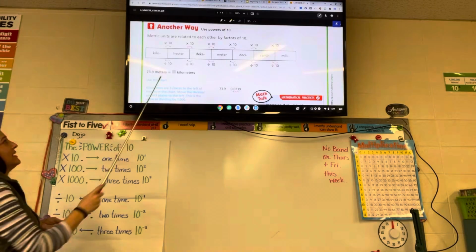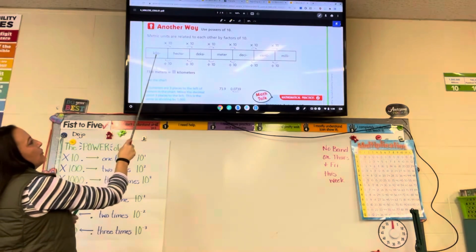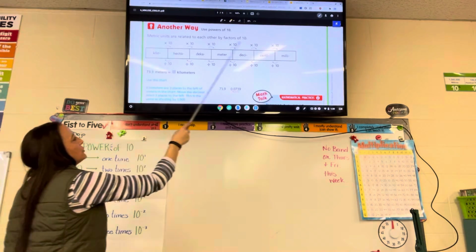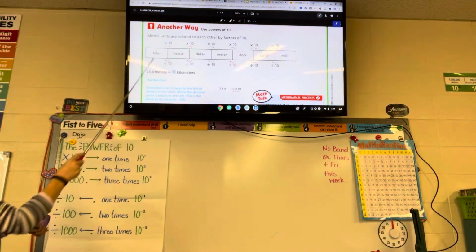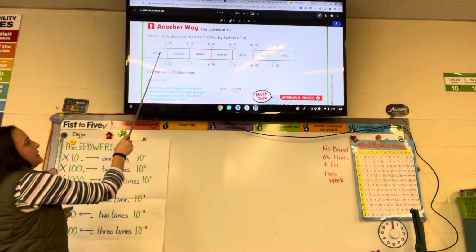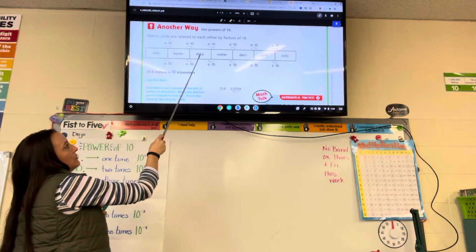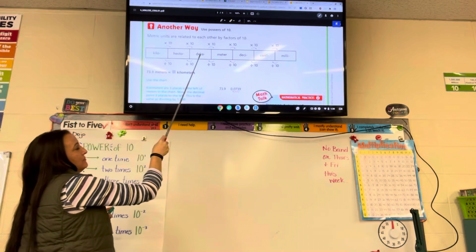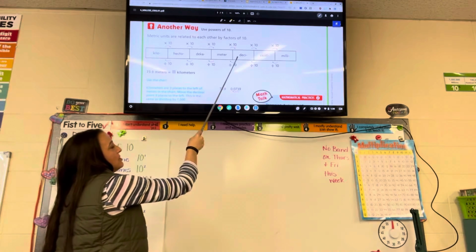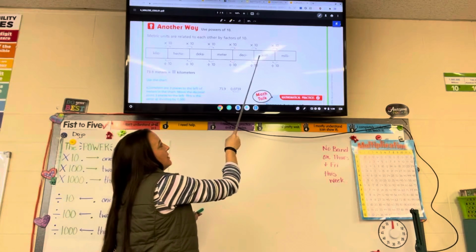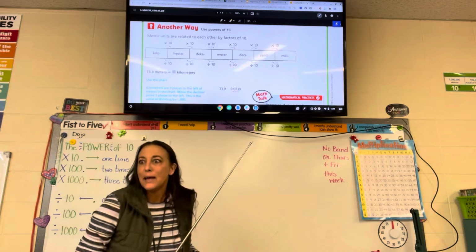All right, so if we're going from kilometers all the way down to millimeters, we would go times 10, times 100, times 1,000, times 10,000, times 100,000, times 1 million. 1 million millimeters.